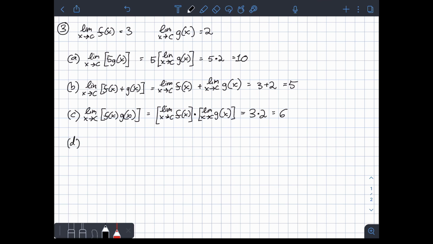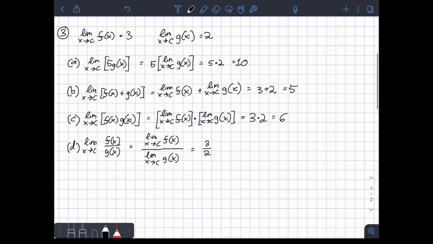And for the final one, we have the division rule. And again, this is each individual limit. So we have the limit as x approaches c of f of x divided by g of x, which is equal to 3 over 2. So these are basic properties, pretty intuitive, pretty easy to use. That's how they work.